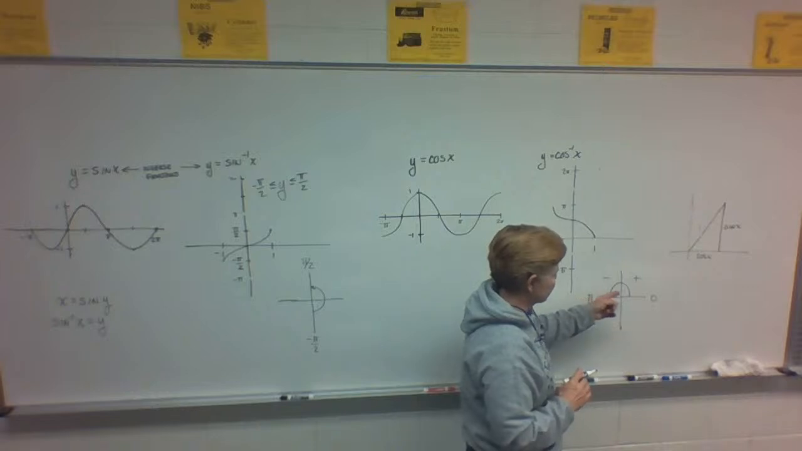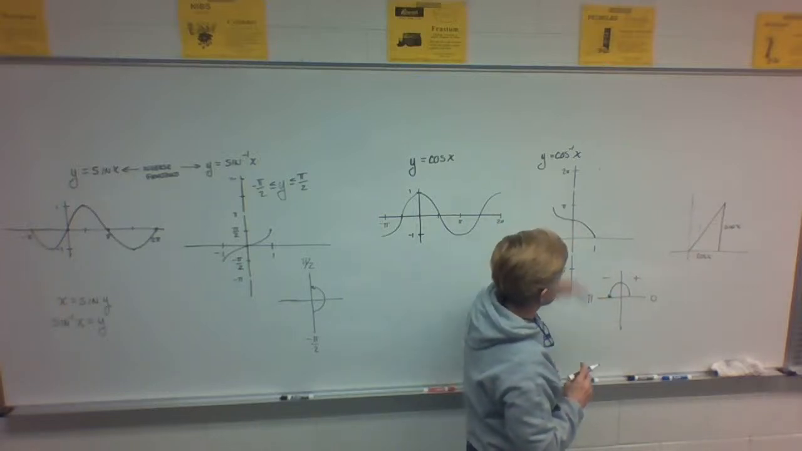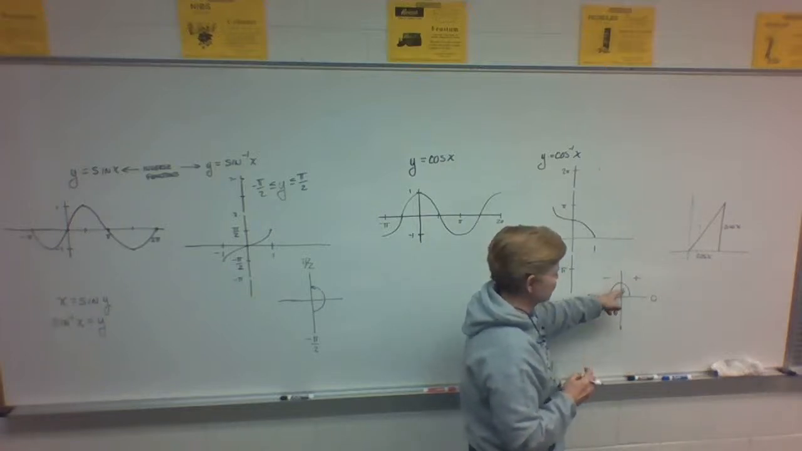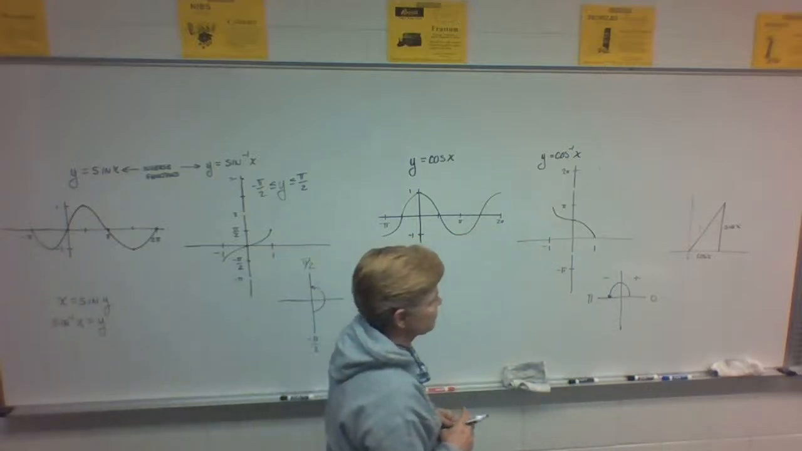So inverse cosine is defined in the first and second quadrant of the unit circle, and from 0 to pi on the graph. You okay with that? Cosine is found first and second. Inverse sine is found in first and fourth.